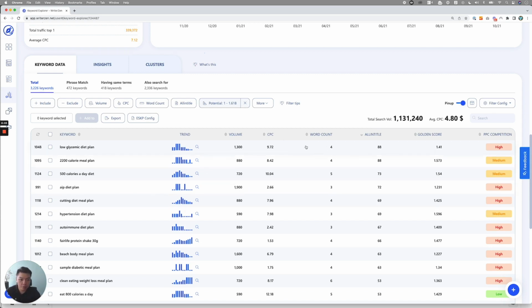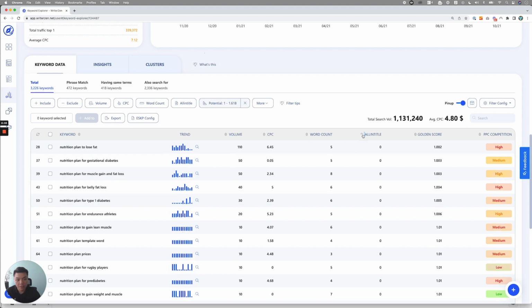So you can start by looking at lower ON title, for example a keyword that has 0 ON title and lower search volume. This is what I call opportunity keywords. It has very low ON title but also low search volume.